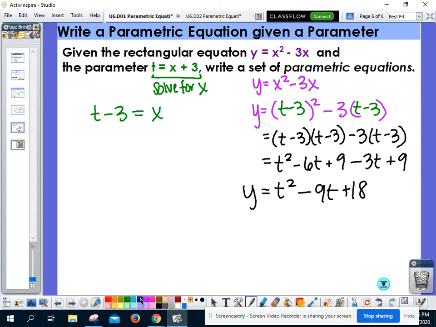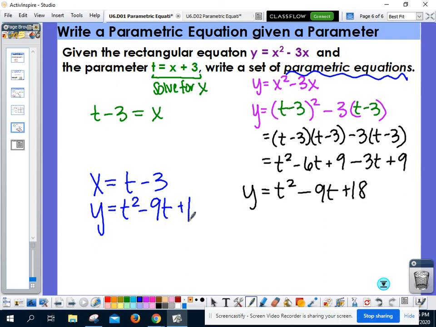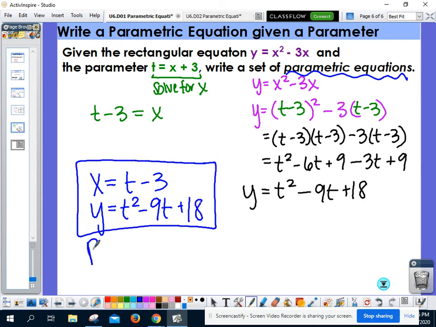The important thing to know is since we're writing a set of parametric equations, this means we need two answers. So we need both the x equals equation and the y equals equation in our final answer. When you're asked to box these in, you'll want to place both of them in. A parametric equation has two equations, an x equals and a y equals.